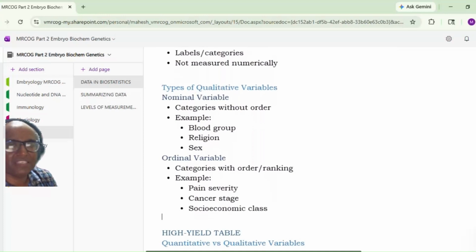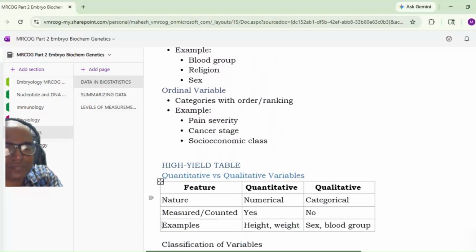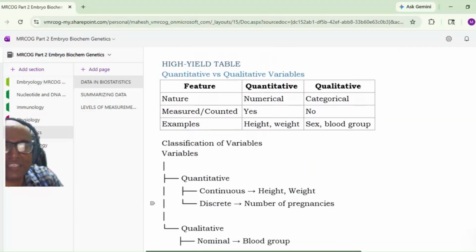So, qualitative variable is again of two types, that is nominal variable, which are categories without any order, while ordinal variables are categories which have some order, like pain, cancer stage, socioeconomic status, etc. Okay, so the difference between quantitative and qualitative is that quantitative is numerical. It can be measured or counted, and examples are height, weight, while qualitative are the categorical variables. It cannot be measured, and examples are sex, blood group, etc.